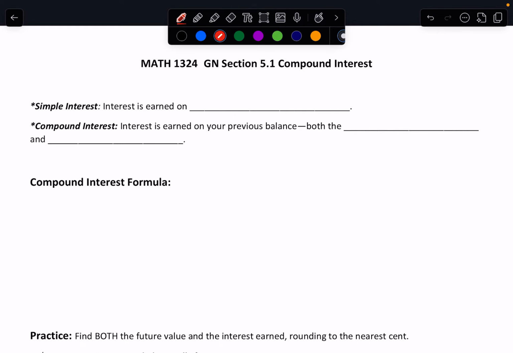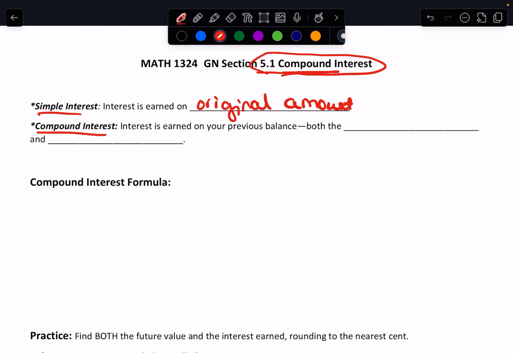Hello. So this is the second part of lesson 5.1. The first part was the simple interest. Now we're going to talk about compound interest. The difference between these two: simple interest is earned on the original amount. Compound interest is earned on your previous balance, both the original amount and earned interest.